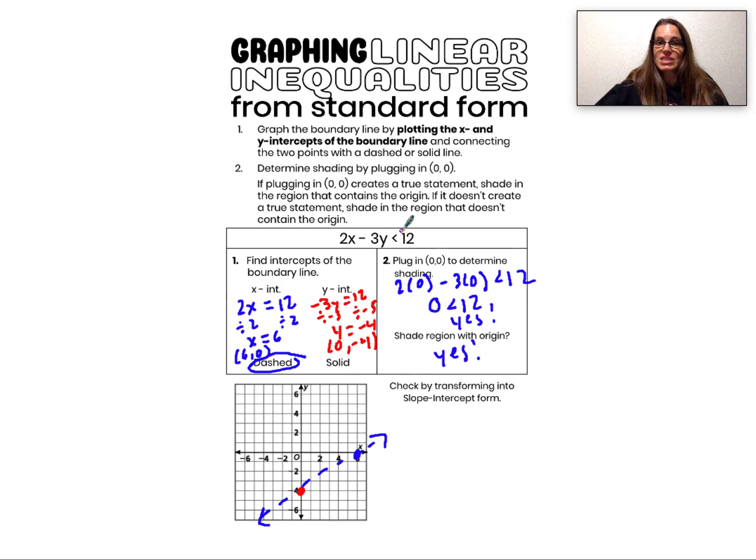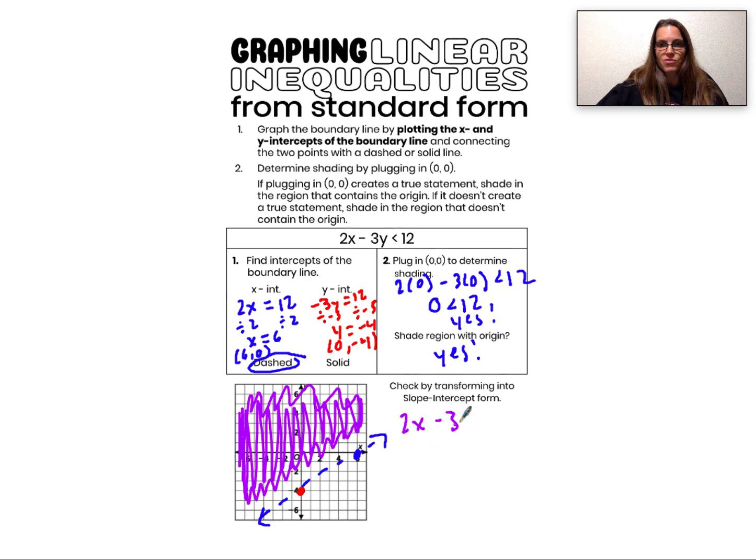I would have predicted that I should be shading below, so this should be a lesson to you. Do not trust the inequality. Plug in 0, 0 for standard form. If we transform this inequality into a slope-intercept inequality, you'll see why we could not trust that less than symbol. So let's go ahead and transform this into slope-intercept form.